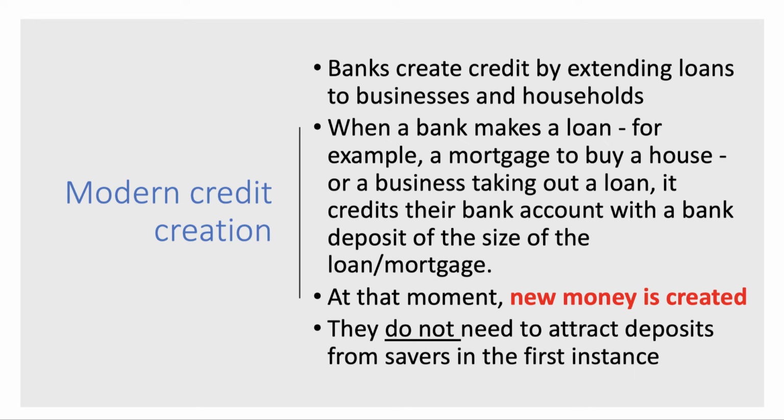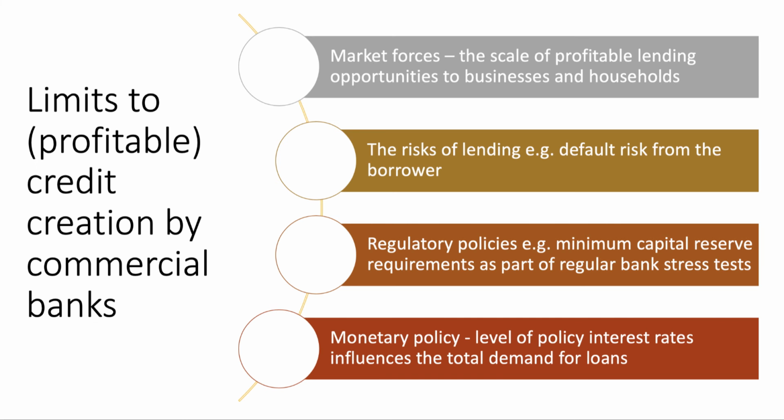But banks don't need to attract deposits from savers in the first instance. They can simply go to the wholesale markets, for example, to raise some money before they lend it out. Well, banks can make money by lending out and by charging a higher rate of interest on a loan than they pay to savers. So what are the limits? What are the constraints on commercial banks if they want to do this process?